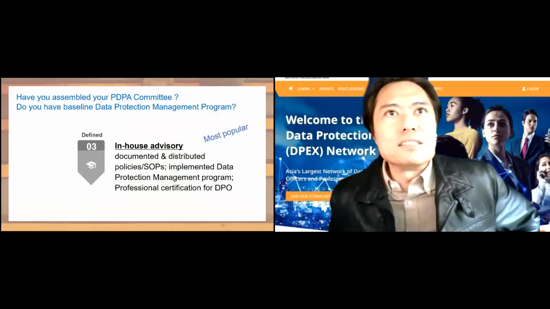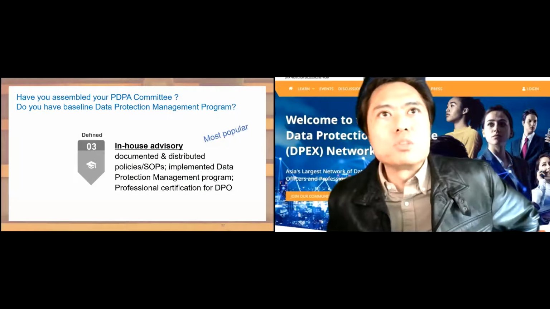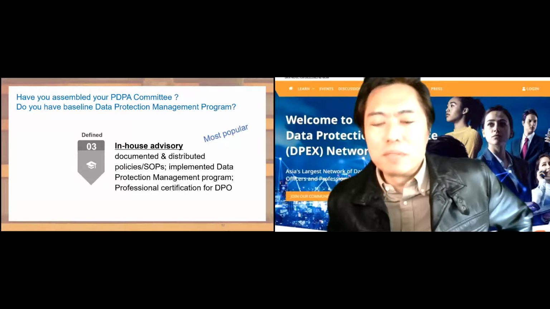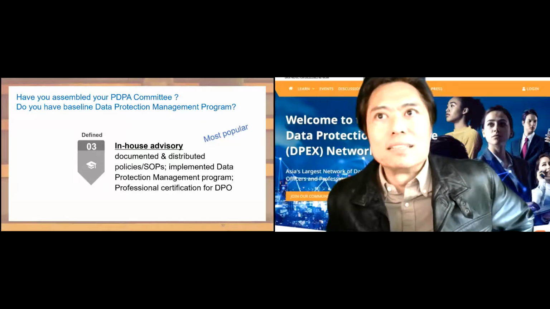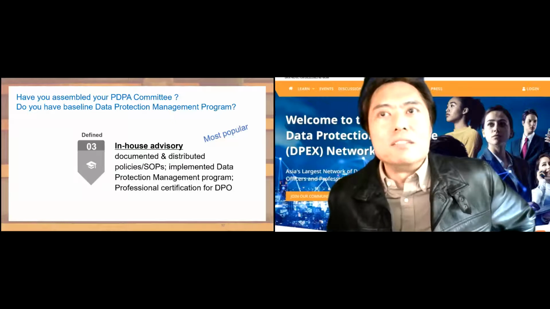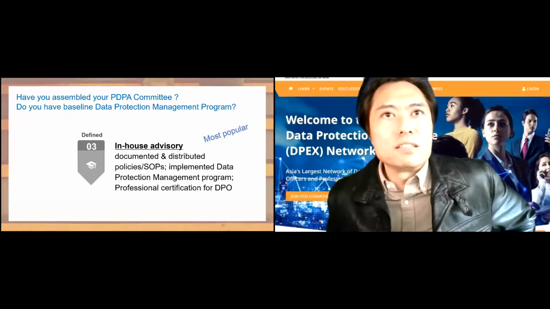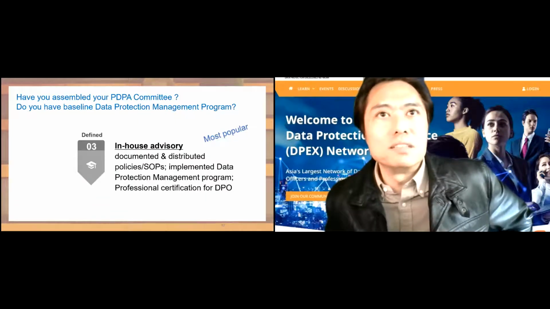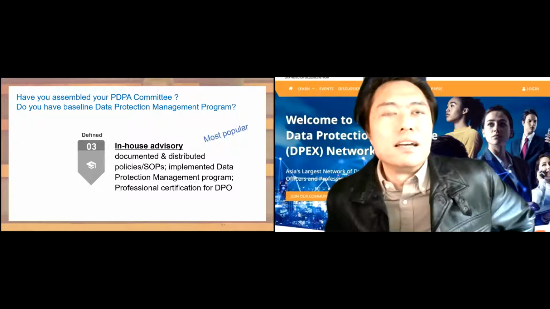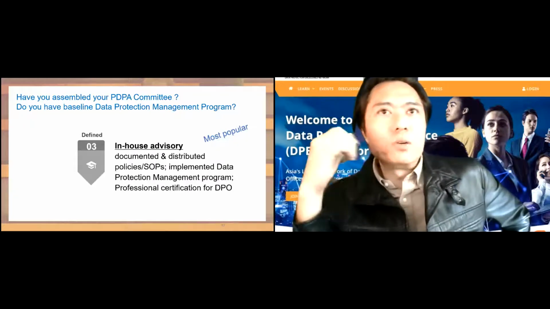And this is what they are looking for. We have documented and distributed policy, SOPs, and implemented a data protection management program. If you cannot spell this phrase, data protection management program, it means you haven't got one. It is something you need to be very aware of because it is part of the investigation to see whether you have such a thing on sustained compliance. They're not interested in people who say, I did it in 2014. And hopefully your DPO is trained.